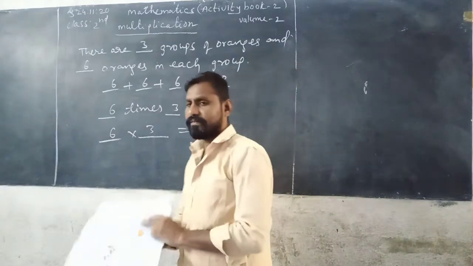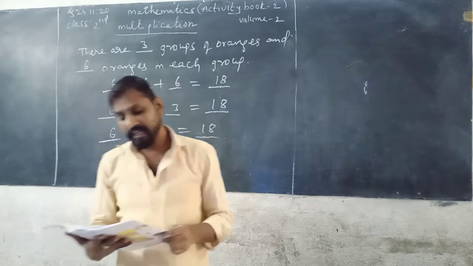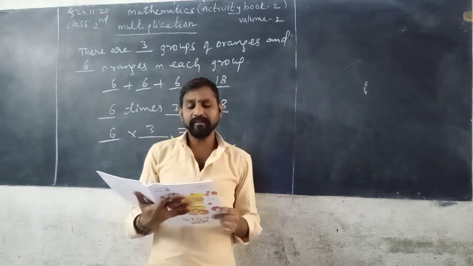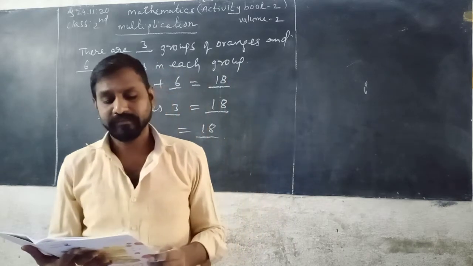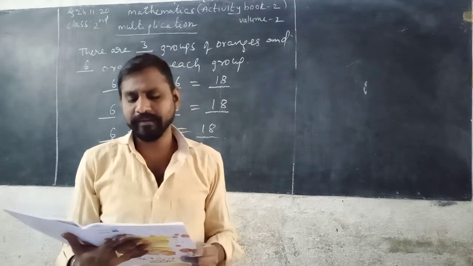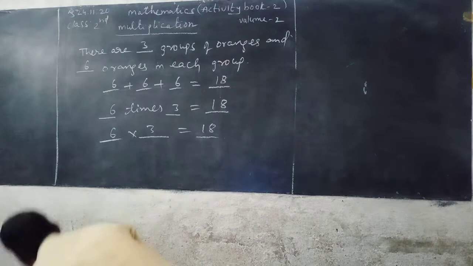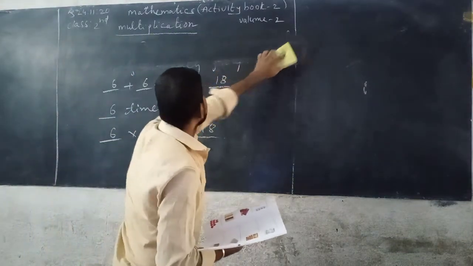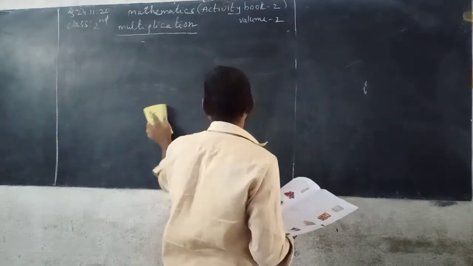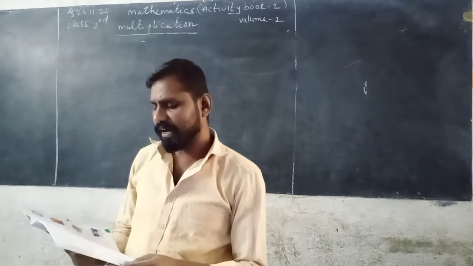Now next, word problems. This is very important, beta. Everybody listen carefully. There are 16 books in every rack of a library. How many books are there in 5 racks? Listen carefully. Did you understand, beta? Each rack has 16 books. If there are 5 racks, how many books? So you can find out the total number of books.